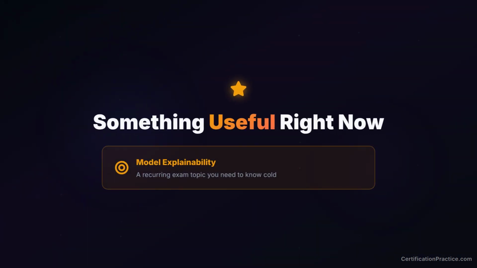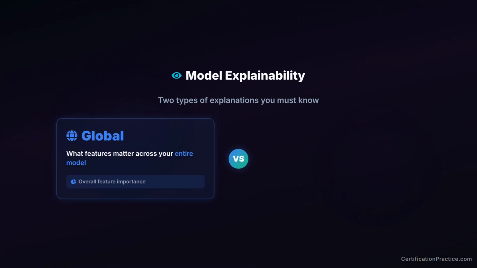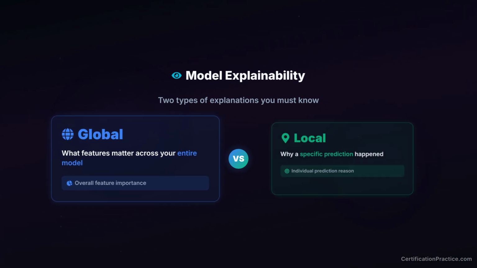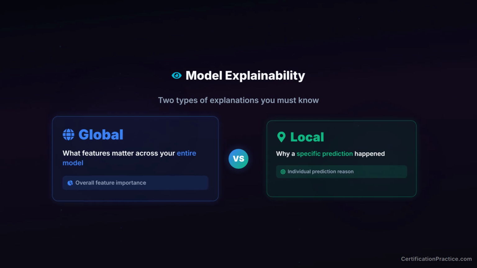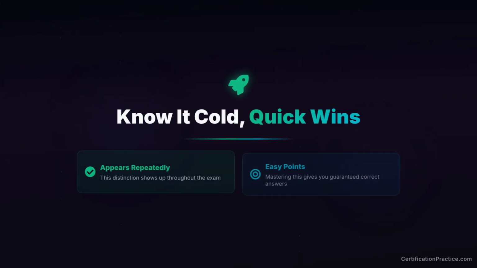Let me give you something useful right now. When you see questions about model explainability, they're testing whether you know the difference between global and local explanations. Global shows you what features matter across your entire model. Local shows why a specific prediction happened. That distinction appears repeatedly, and knowing it cold gives you quick wins.